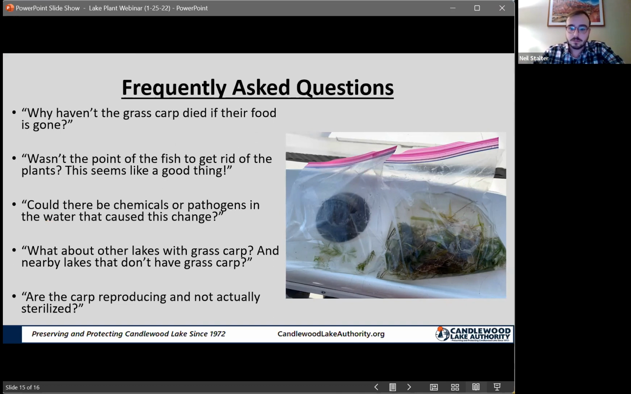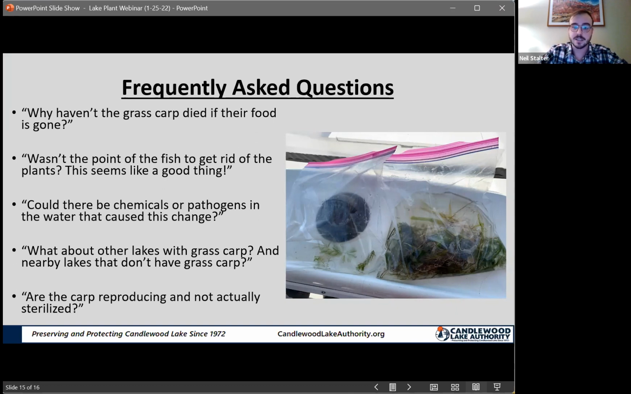What about other lakes with grass carp? What about other lakes nearby that don't have grass carp? This is important for us to consider as we try to think about what all the factors are that potentially contributed to this change. And this isn't the first story of a lake with grass carp that has lost all of its plants. Ball Pond in New Fairfield, Taunton Lake, Lake Wabeeka, and Squance Pond in Connecticut all are water bodies that have been stocked with the grass carp and have lost all of their plants.